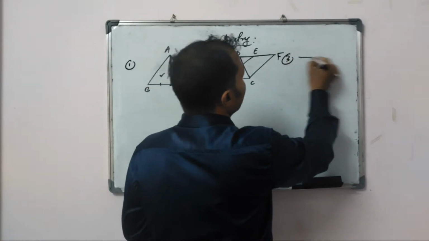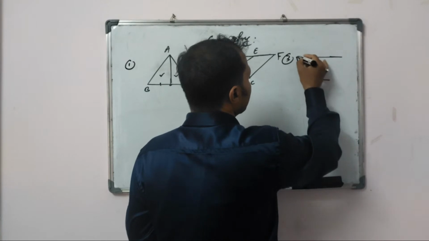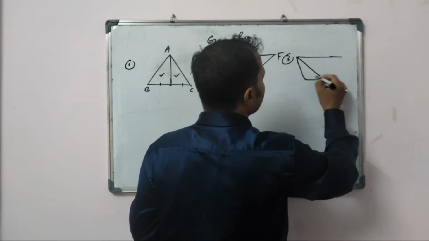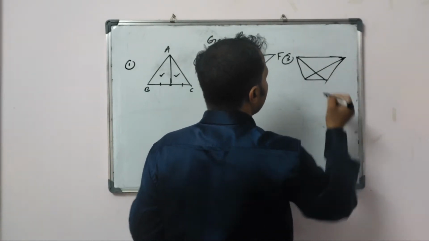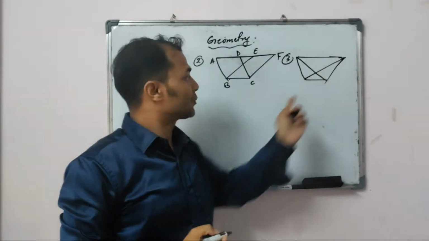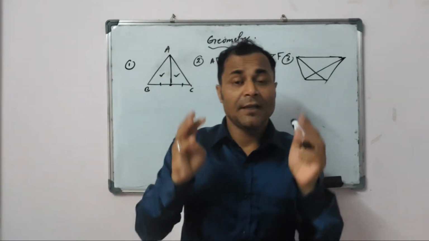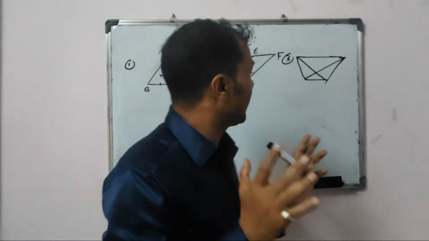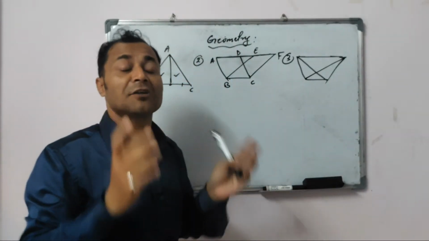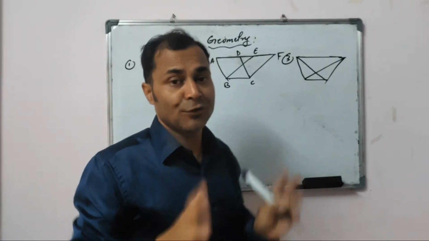Number 3. Now suppose you have a base, and here is one triangle and here is the other triangle. In this case also, these two triangles will be equal in area. And apart from this, now you know how to find the areas of quadrilateral, rhombus, parallelograms. So using these concepts, we will be solving 10 different questions today.